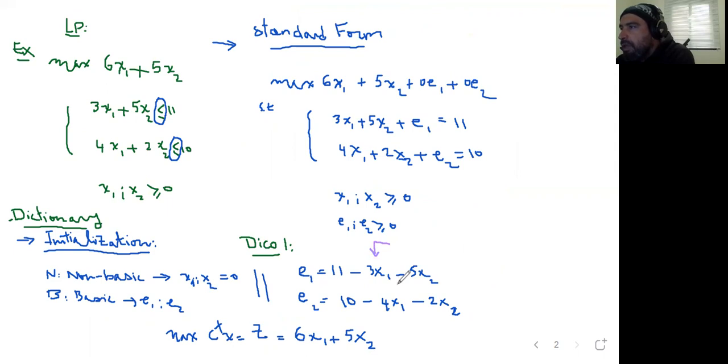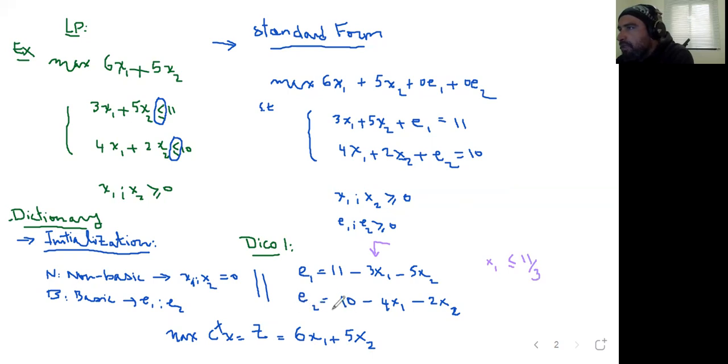Are you with me? What is the maximum value x1 can take, keeping e1 larger or equal to 0? What is the maximum value it could take? 11/3. Do you guys agree with Hassan? Yes. So out of here, x1 should be less than 11/3.